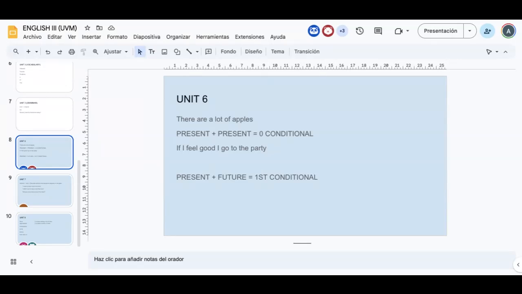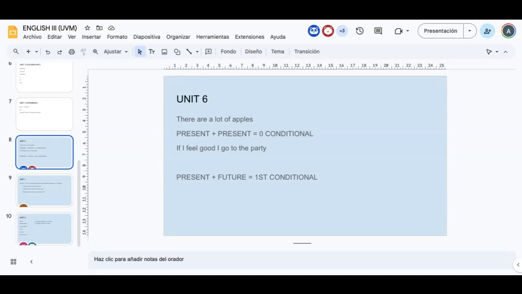Present plus future, which is the first conditional, exactly. If I walk under the rain, I get wet. Exactly. That's the way in which we use the zero conditional. The first conditional is talking about future possibilities which are very probable to happen. Okay, if I finish my homework, I will go for a walk, for example. If I go to the store, I will buy apples. It's because I want apples at this moment.